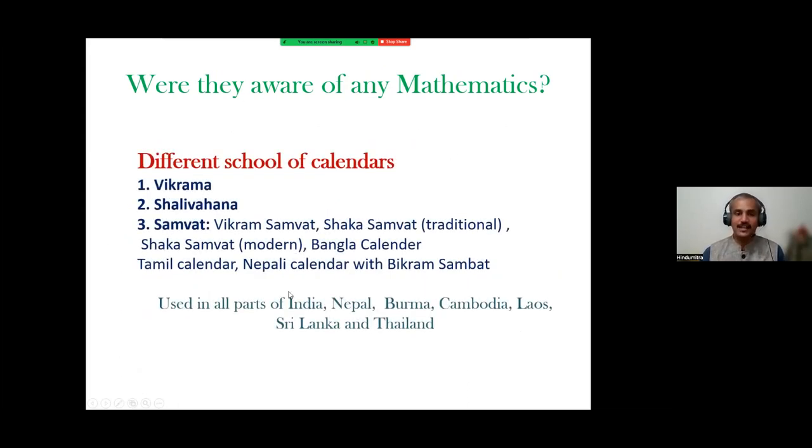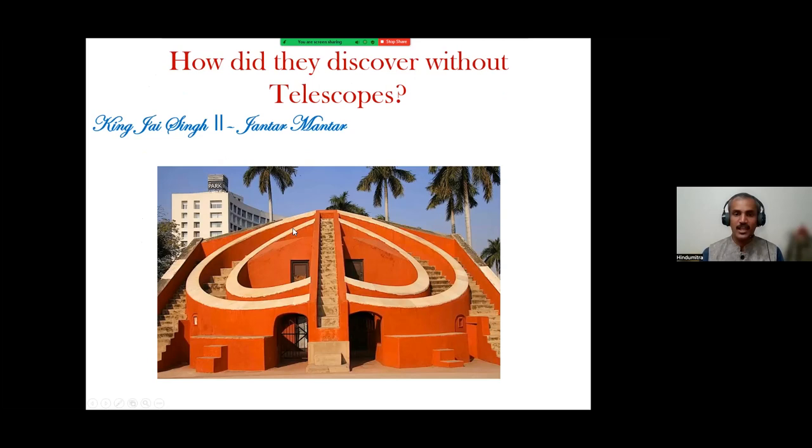And the various calendar systems used across the Indian subcontinent and the rest of the Indian influenced area, for example, in Cambodia, Laos, Burma, like Vikrama calendar, Salivahana, and Samvats, with different kinds of Samvats. And how they calculate the calendars is based not on optical telescopes or scientific instruments. They created all these calendars based on architecture.